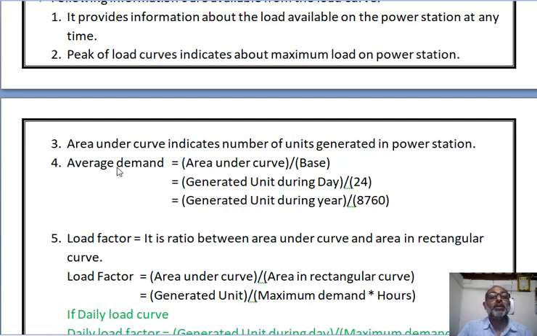You can also find out the average demand. That means it is the ratio between the area under the curve and the base. Already we have seen the area under the curve is nothing but the number of units generated during the day, divided by 24. So if we find the average load demand during the year, from this equation it is the number of units generated during the year divided by 8760. That is 8760, which is nothing but the number of hours in the year.